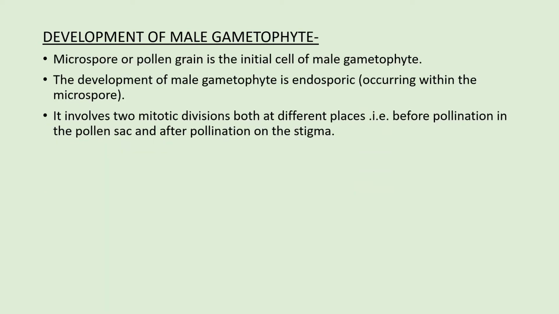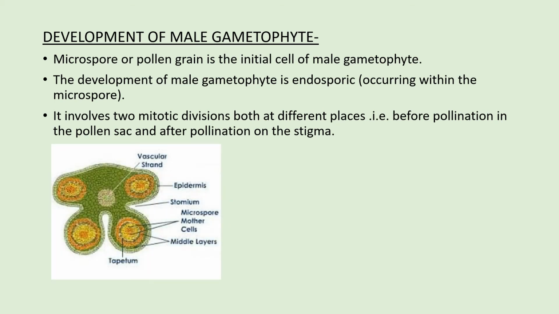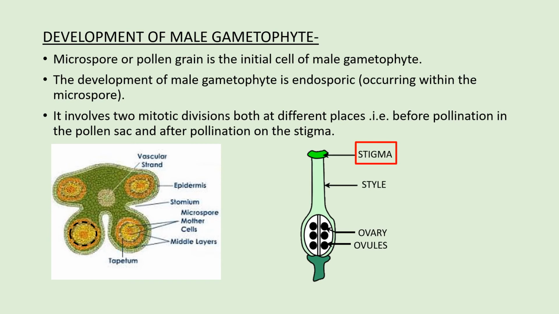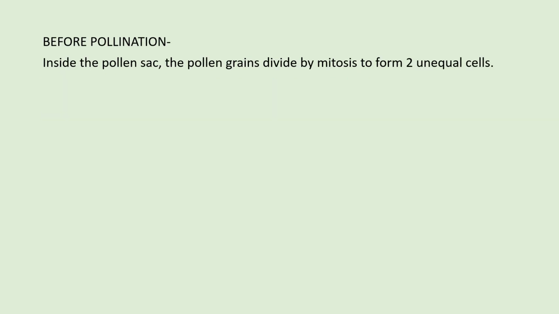Development of male gametophyte. Microspore, or pollen grain, is the initial cell of a male gametophyte. The development of male gametophyte is endosporic, that means it occurs within the microspore. It involves 2 mitotic divisions, both at different places: before pollination in the pollen sac, and after pollination on the stigma.